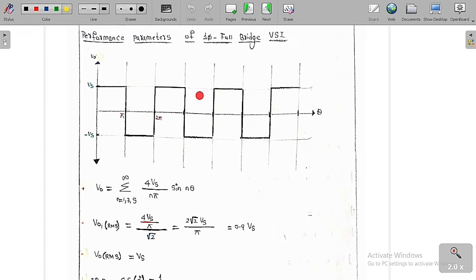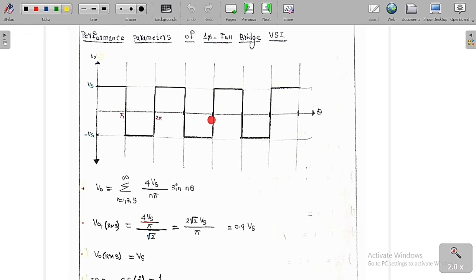As it's a periodic signal, we are going to write the Fourier series of the output expression. We are going to get V0 is equal to sigma, n equal to 1, 3, 5 up to infinity, of 4 Vs by n pi into sine n omega t. This is the expression in terms of Fourier series. If I want to find the RMS value of the fundamental component of the output voltage, which is peak by root 2, at n equal to 1 the peak value is 4 Vs by pi, divided by root 2. After simplification, we finally get 0.9 Vs as the RMS value of the fundamental component of the output voltage.